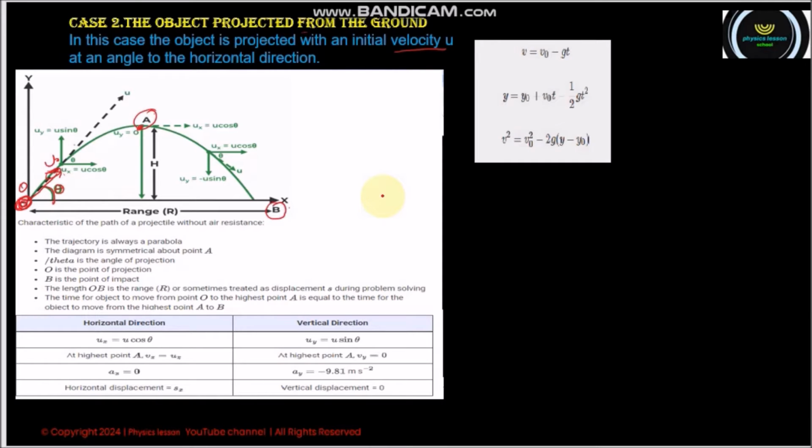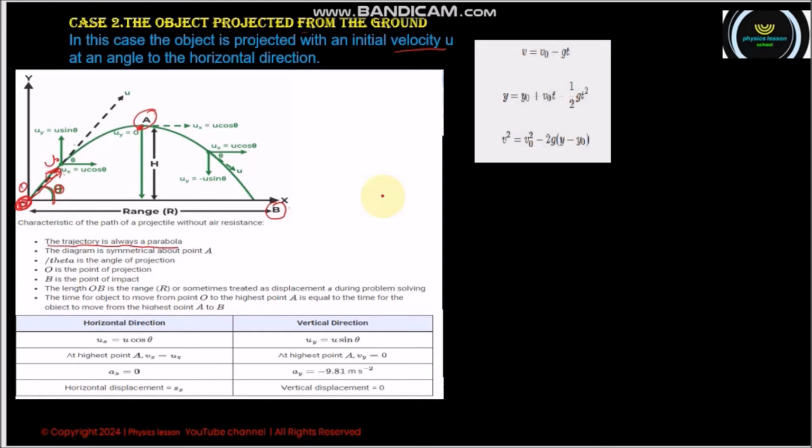What are the characteristics of the path of the projectile without air resistance? When we talk about projectile motion, we have to neglect air resistance. The trajectory is always a parabola. That means this motion is a parabola. The diagram is symmetric about point A.